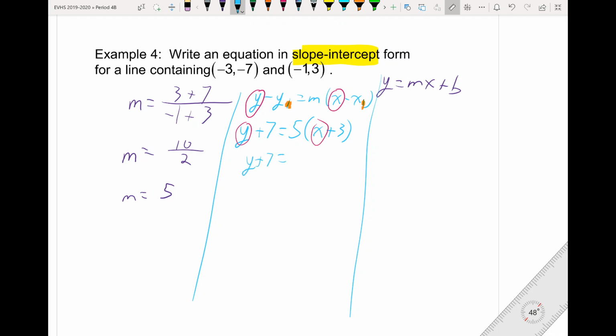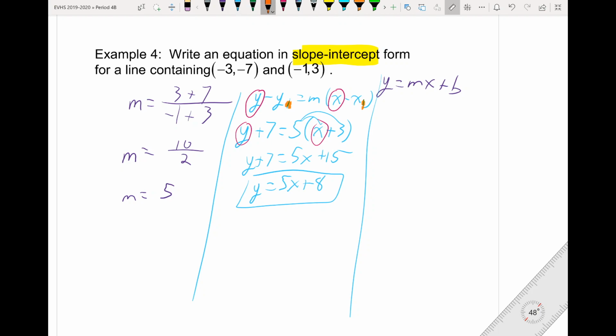Good news about point slope is it's always exactly 2 steps away from being slope-intercept. First step is to distribute. So 5 times x is 5x. 5 times 3 is plus 15. Now, the second step is to get rid of this guy, transpose the number or the y1 value. So we're going to subtract 7. Gives me y equals 5x. Subtract 7 is plus 8. There's my y equals mx plus b.